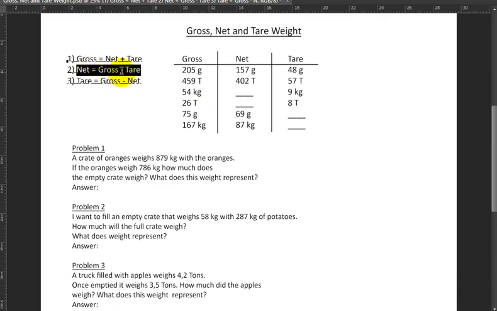The net weight is equal to the difference between the gross weight and the tare weight. So let's write that. The net weight is equal to the difference between the gross weight and the tare weight. Well, we are being told that the gross weight is 54 kilograms and the tare weight is 9 kilograms. So we need to do 54 minus 9, which gives us 45 kilograms. So the net weight is going to be 45 kilograms.